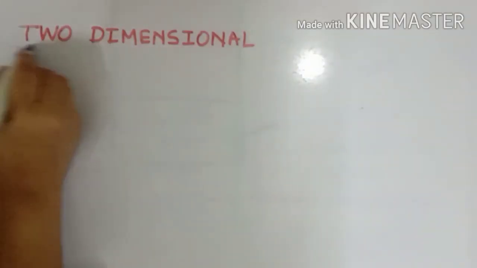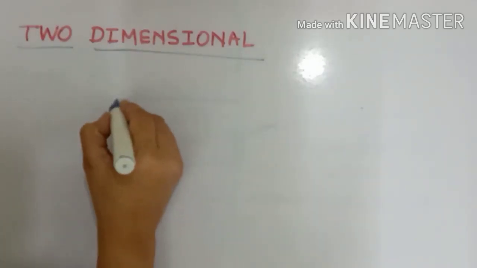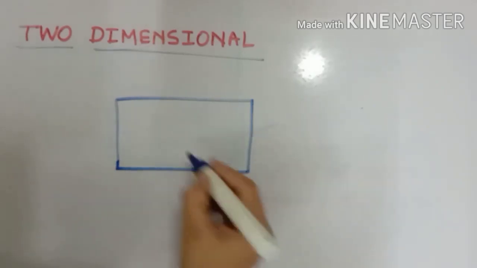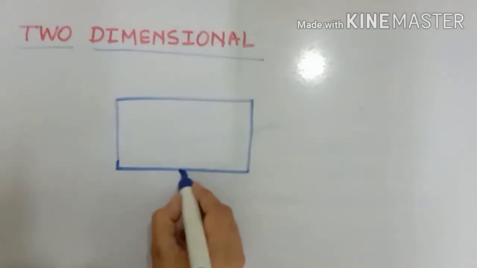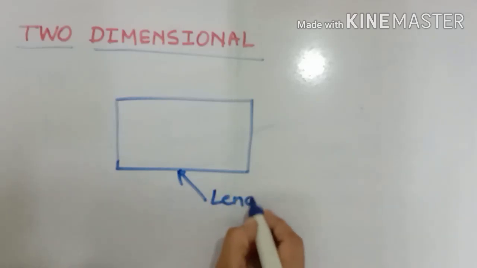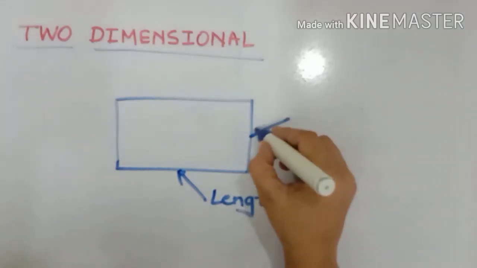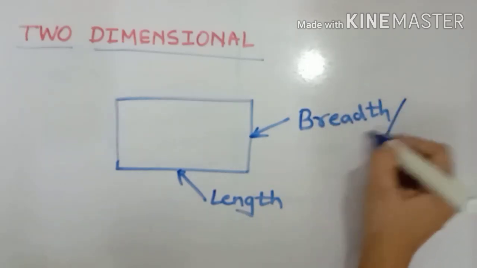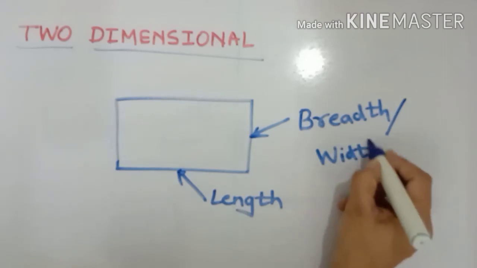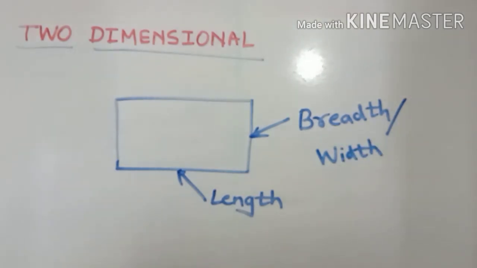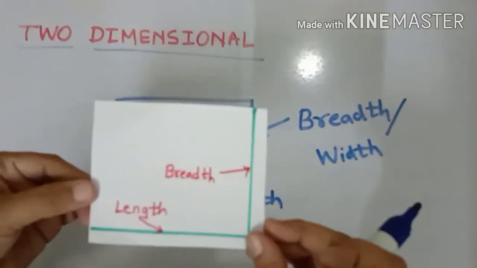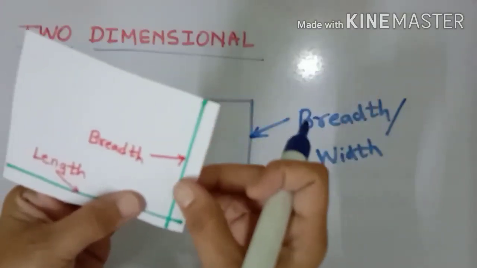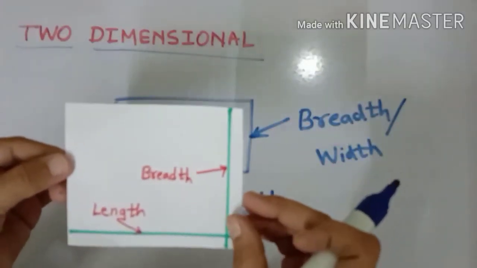Students, two-dimensional, that means a surface which is having length and breadth is called a two-dimensional object. Here, see here, it's a length, it's a breadth, or it is also called width. For example, a paper. This is a piece of paper. It has length and breadth. Such objects are called two-dimensional objects.